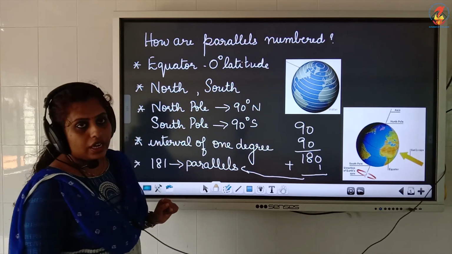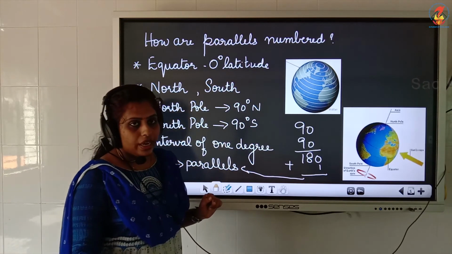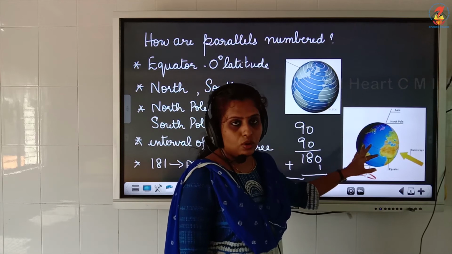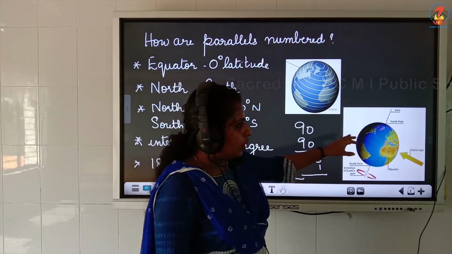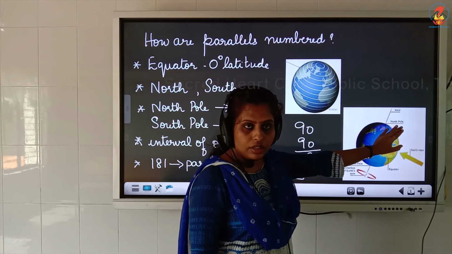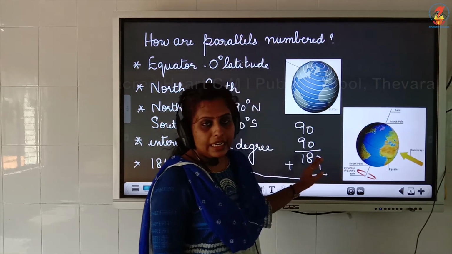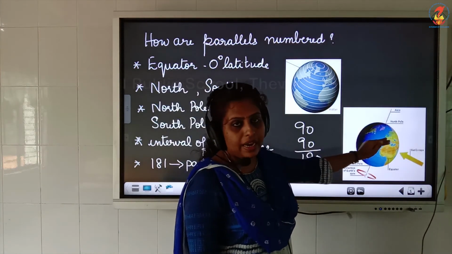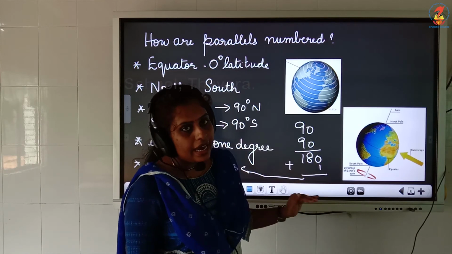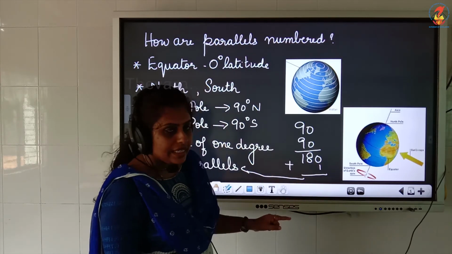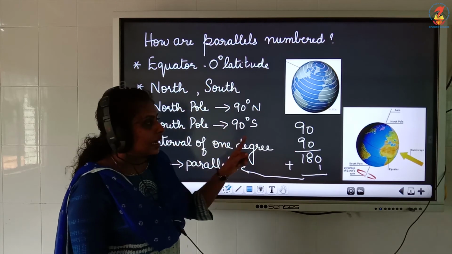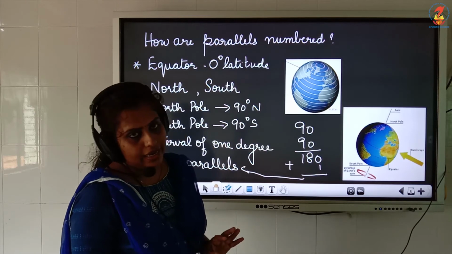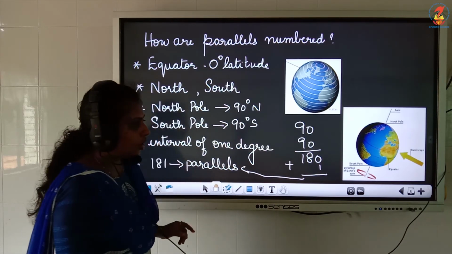Okay, so I'll repeat, how are the parallels numbered. It starts with the equator with the 0 degree latitude, and we have given a value of 90 degree north to the North Pole and 90 degrees south to the South Pole. It means that northern hemisphere has 90 parallels and southern hemisphere has another 90 parallels. Plus 1 you are going to add, that is the equator. So with the equator, the total of 181 parallels are there. Hope it's clear at this point.